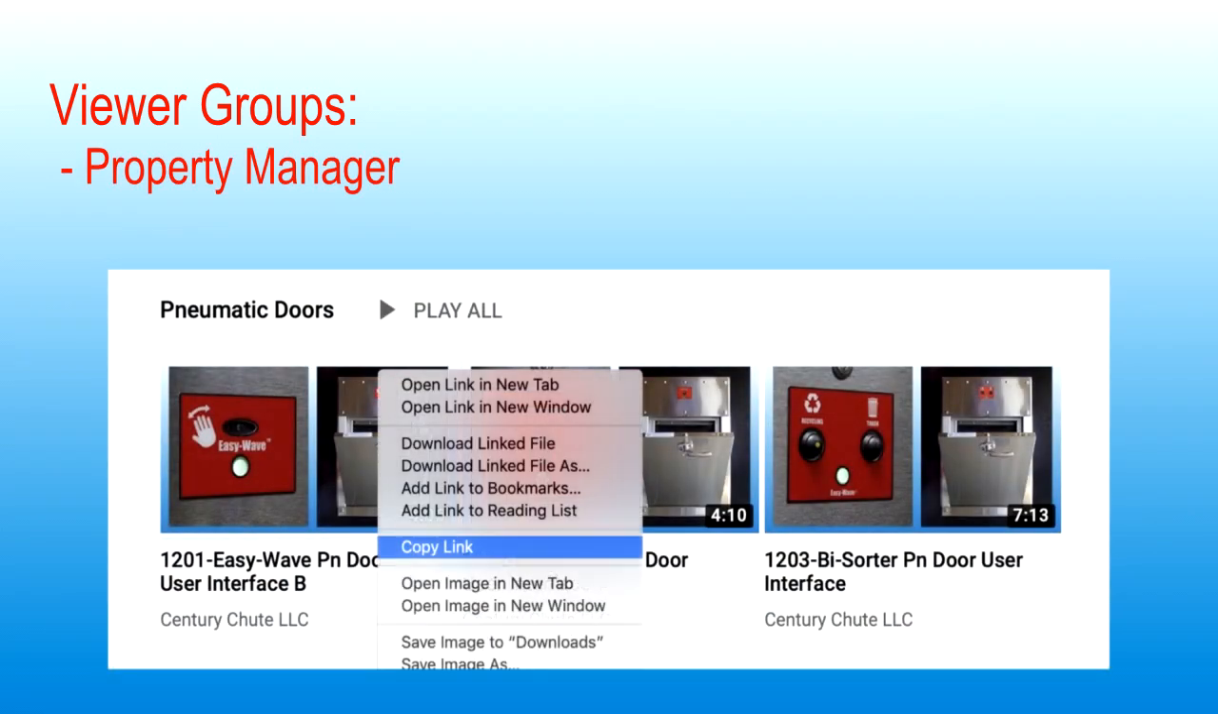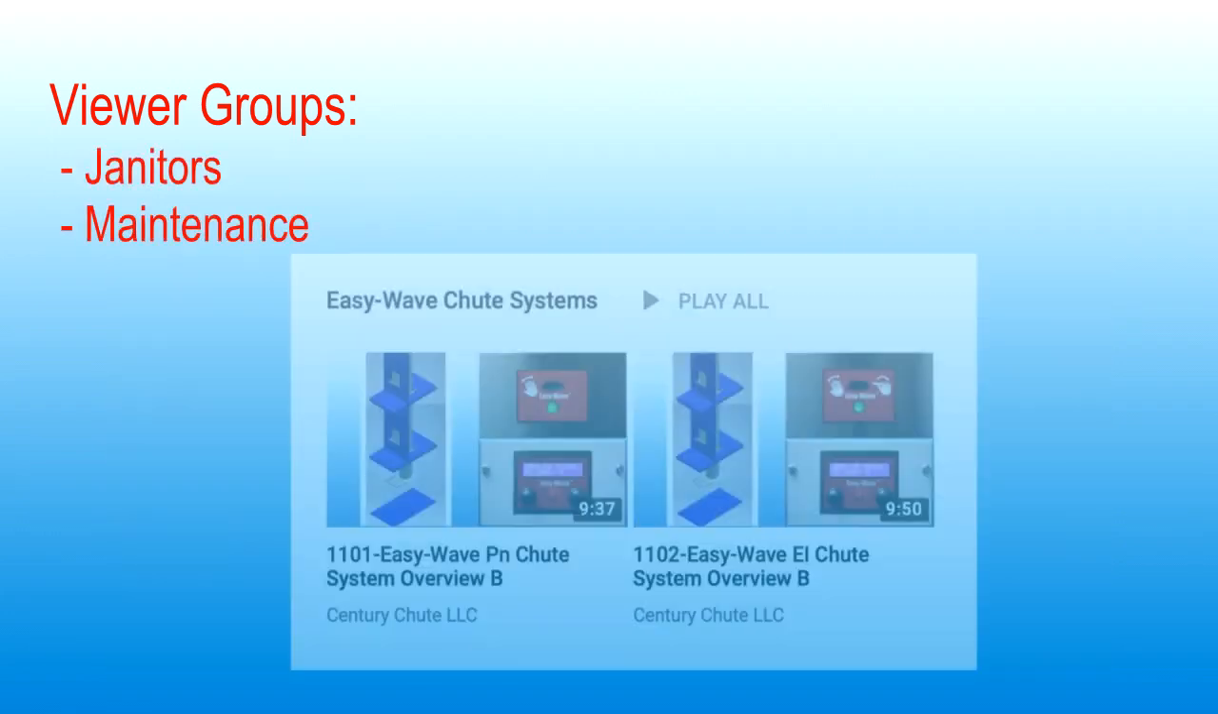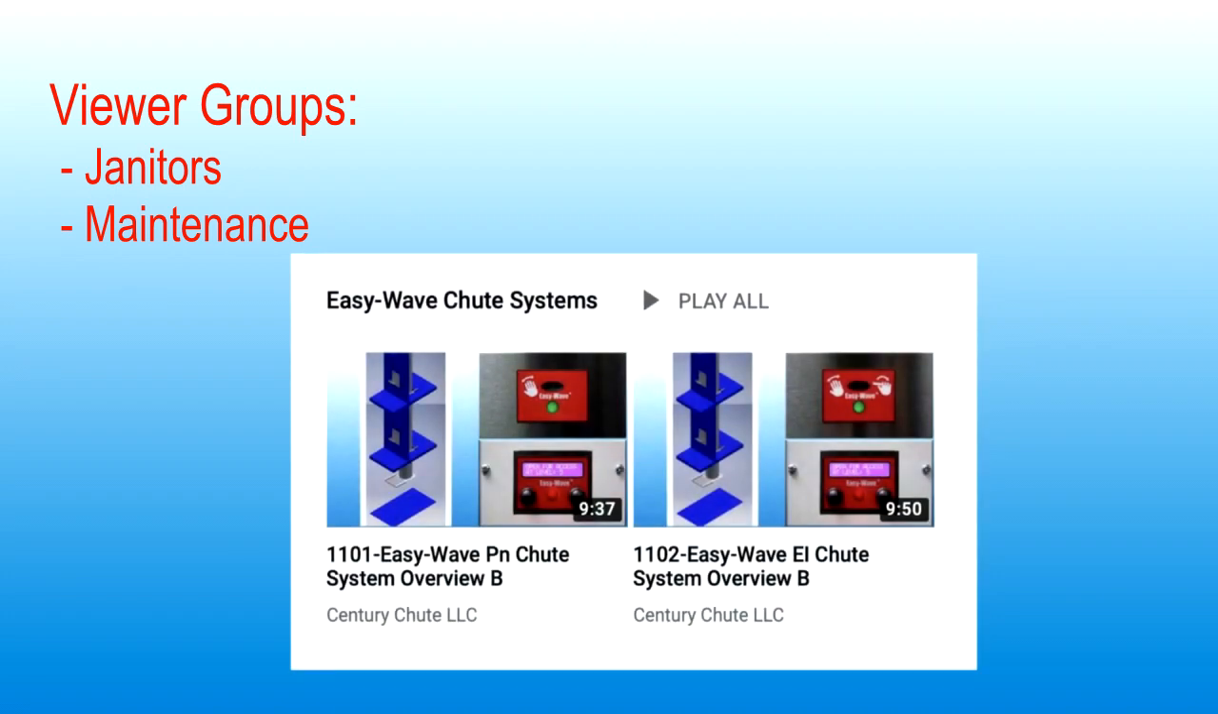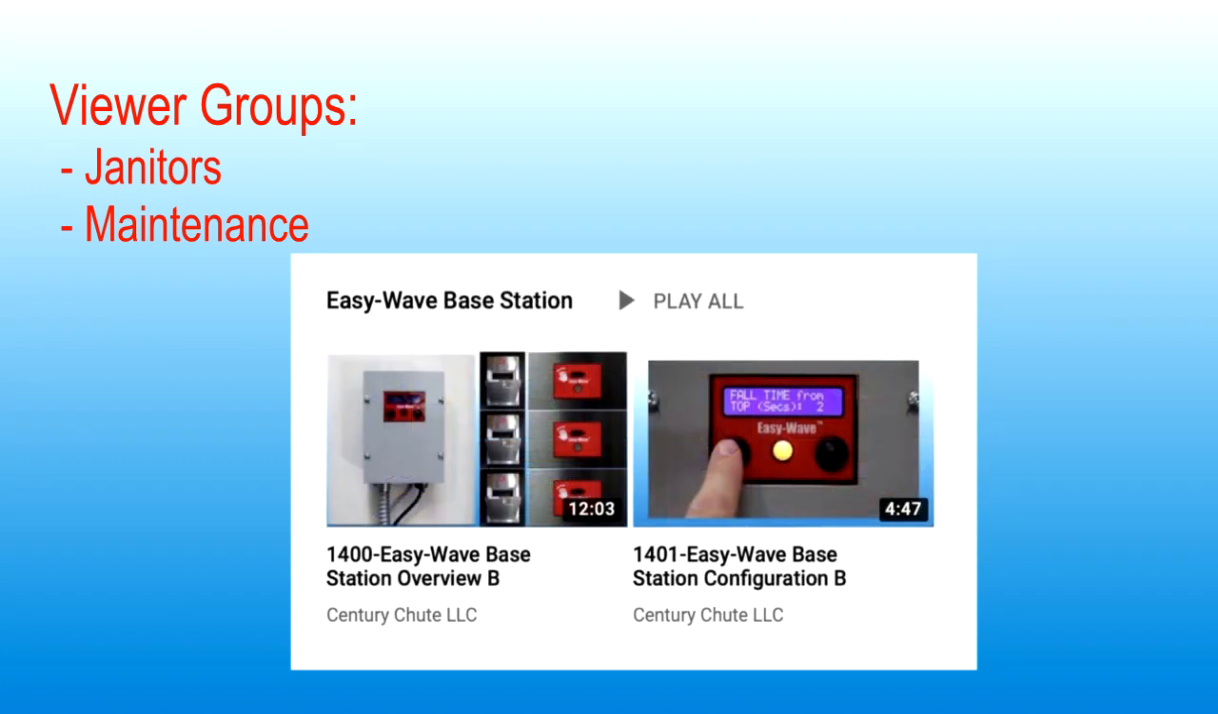For this group, property managers could share a link to the appropriate video, possibly as part of a tenant information packet, which would help streamline the selection process. On the other hand, janitors and maintenance staff will need additional information provided by other videos, such as the EasyWave Chute system overview video and the EasyWave base station overview videos.